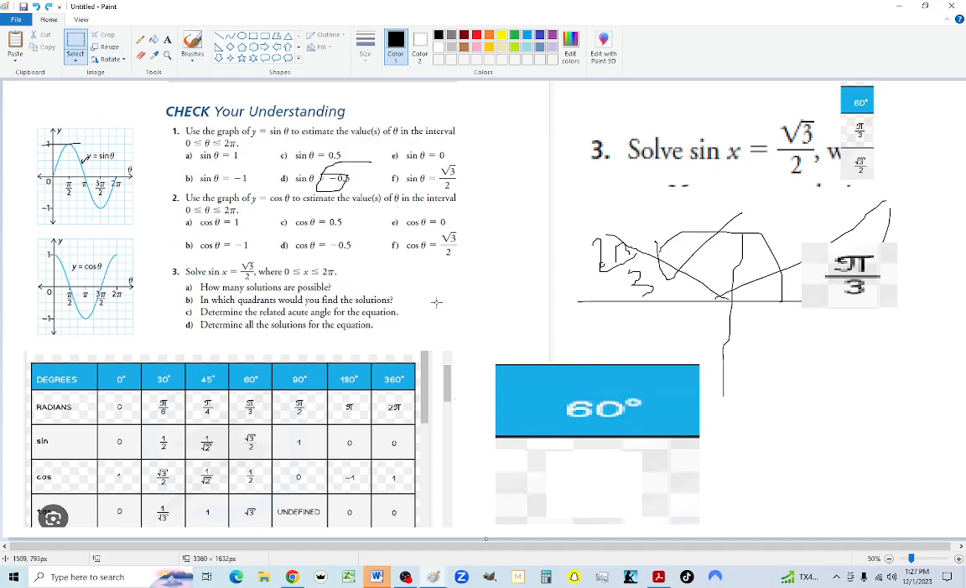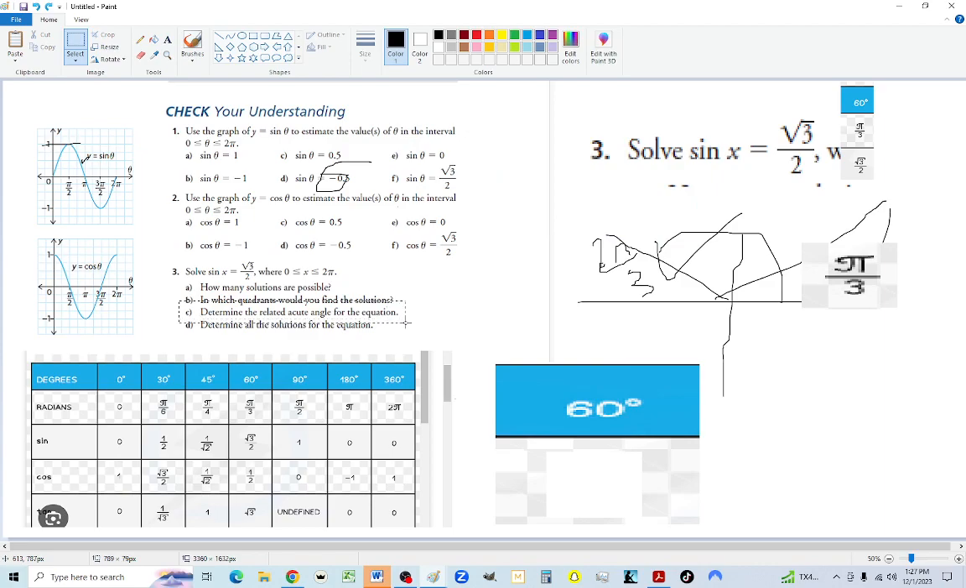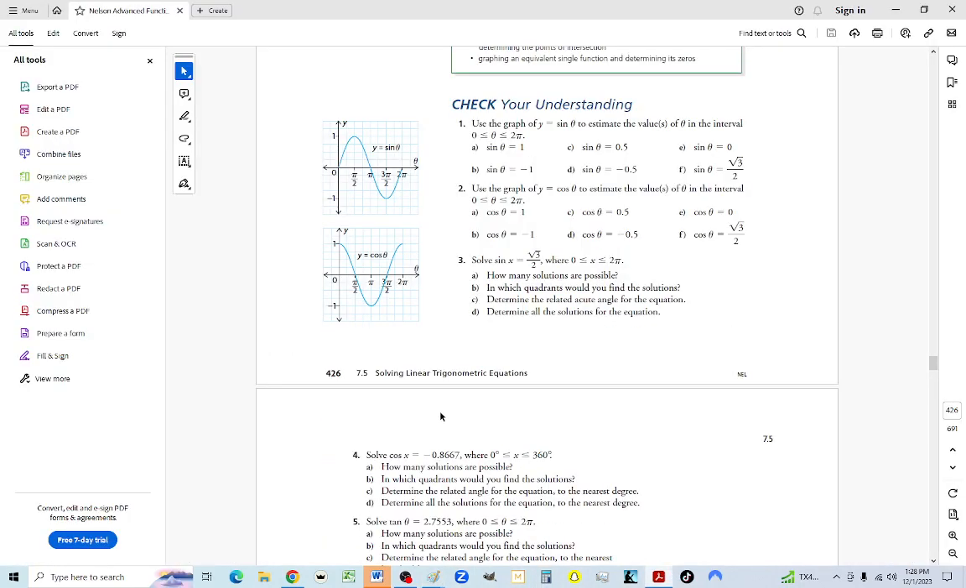That's how you solve all of those. How many possible solutions are there? Usually, almost always 2. The only time there's less than 2 is when it's the peak, and more than 2 is when it's at the axis. In which quadrants would you find the solution? Wherever sine is positive, or wherever the question says. In this case, it's where sine is positive. Determine the related acute angle for the equation we did. Determine all solutions. Yeah, so the acute angle's here, and then there's 2 spots where that can exist. Okay, those are all solved like that, and then they just get harder and harder to solve. Okay, so 4.